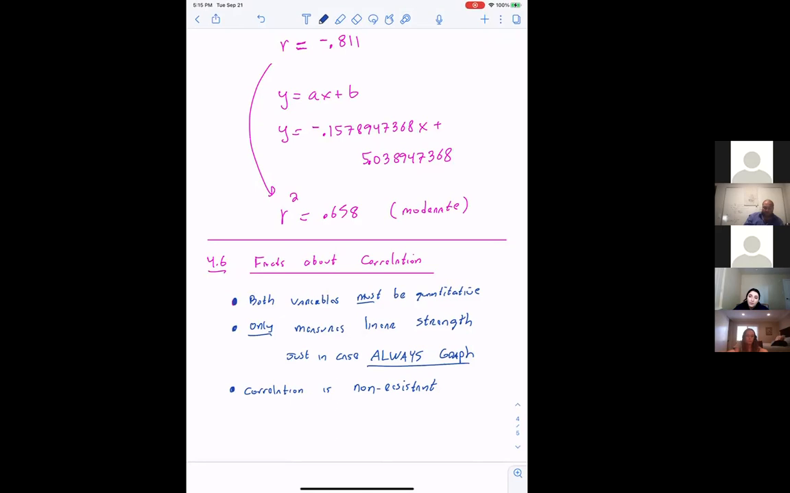What is non-resistant? New message here. It says it changes. Well, I think I know what you're trying to say, but I'm not the happiest with how you're saying it. What do you mean it changes? What does it mean? It changes.